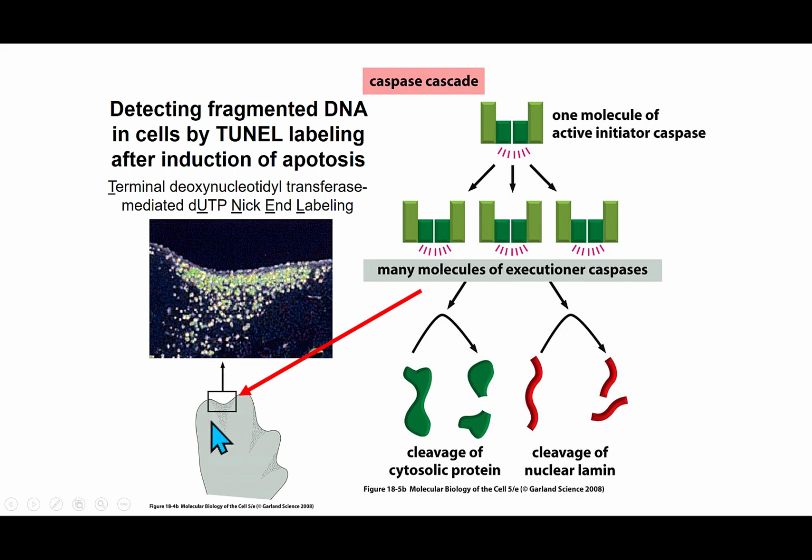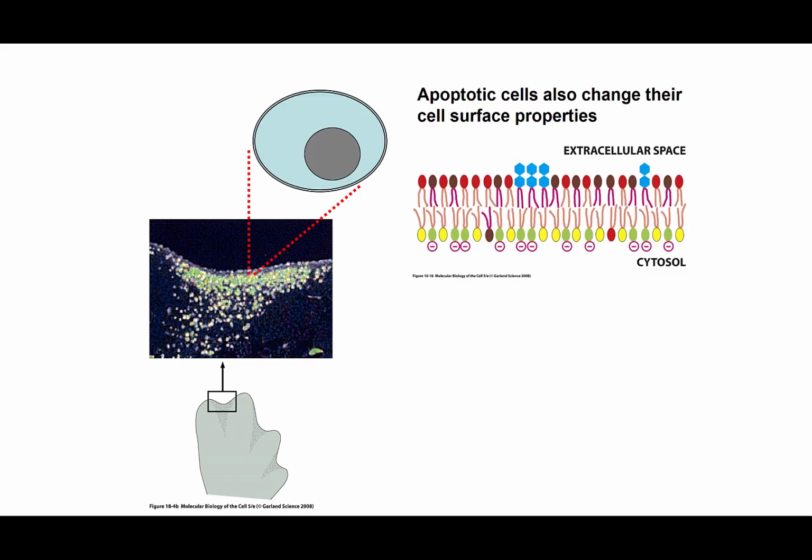So you can imagine if you have a developing limb here, with webbing here, and these webbing cells are undergoing apoptosis, you'd expect to see chopped up DNA in them, and you'd expect to be able to detect them by what's called TUNEL staining. So if you were to zoom in on that spot, you should see apoptotic cells.